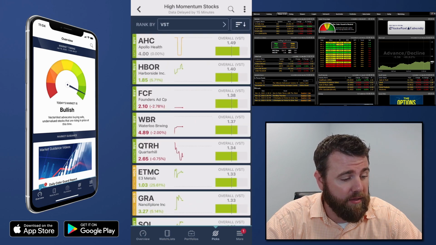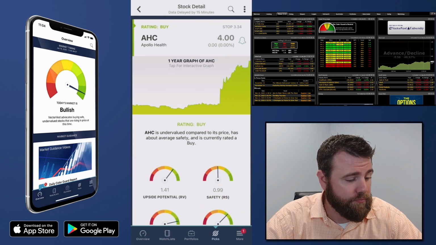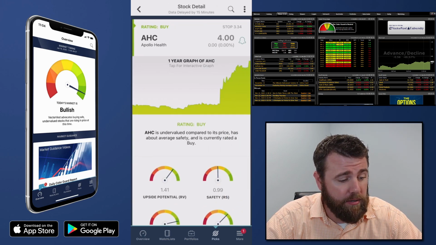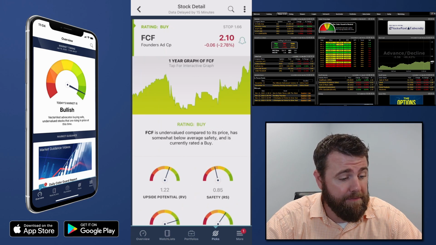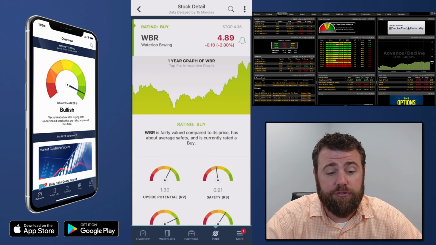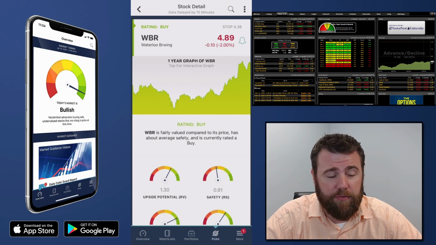Let's take a look at some of the high momentum stocks. We have AHC, been on a really nice steady uptrend. HBOR, FCF. These are going to be some strong, more aggressive stocks, if you will.